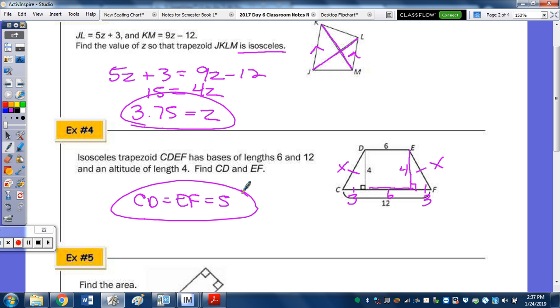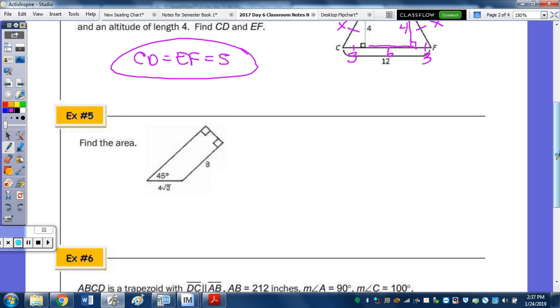In number 5, we need to find the area of the trapezoid. Well, if you go to your reference sheet from the state, the trapezoid formula is not there. Okay, does anyone know what the area of a trapezoid is?